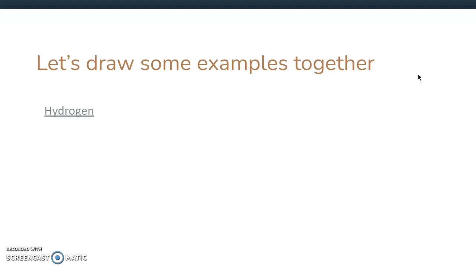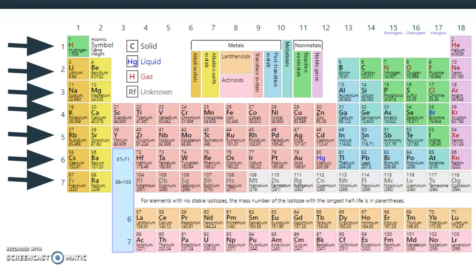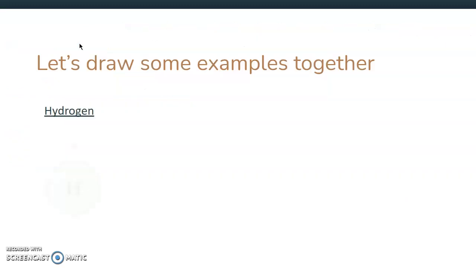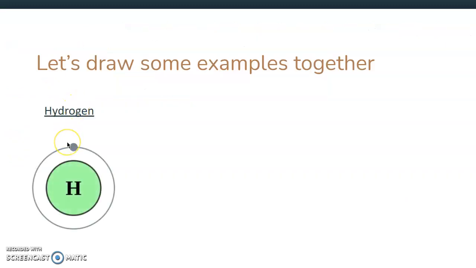So let's draw a couple of these together. So hydrogen is our first one. It's always good to start with hydrogen. So hydrogen is up here. We know because it's in our first row, our first period, it has 1 electron shell. And then because it is our very first one, we only have 1 electron. So we have 1 shell with 1 electron.